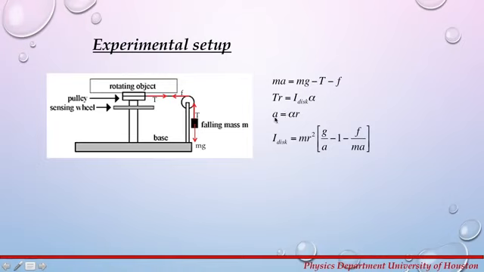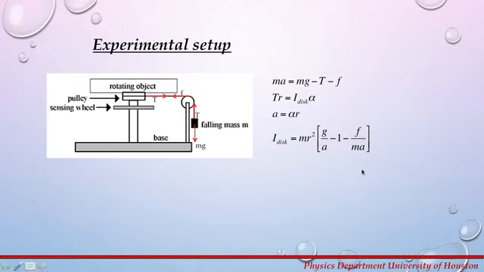Now, if we know the relationship between the linear acceleration and angular acceleration, we can solve for the moment of inertia of the disk, and we are going to get this equation. Moment of inertia of the disk is equal to mr squared times g over a minus 1 minus f divided by ma. Here, small m is the falling mass, and this r here is the radius of this pulley, and the value for the radius of this pulley will be given to you by your instructor.